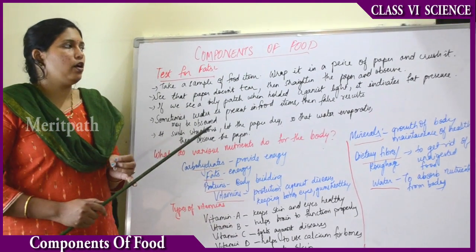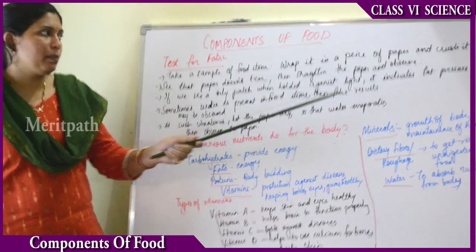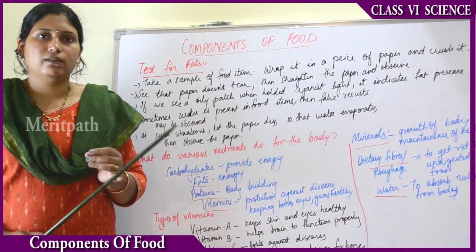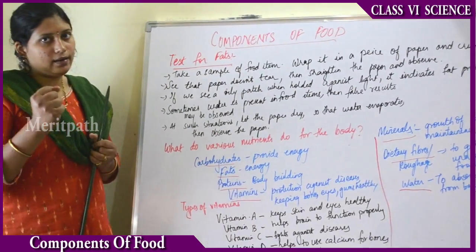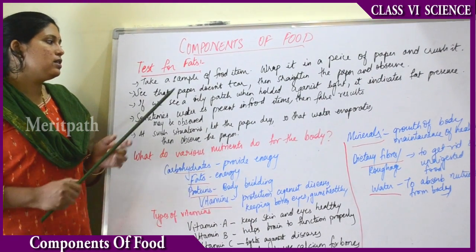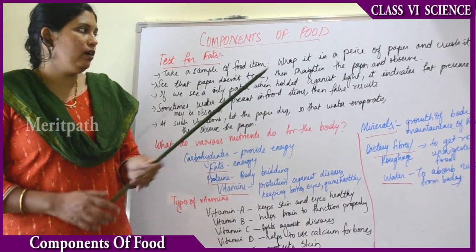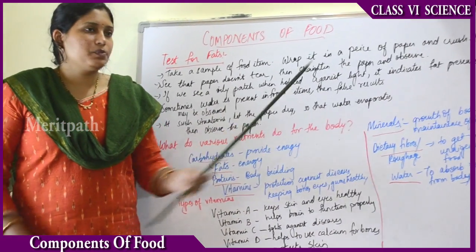Take a cooked item or a raw item and wrap it in a piece of paper. Don't use newspaper, but you can use a paper towel or a tissue paper and crush it. Crush it means press it. See that the paper doesn't tear. Don't tear the paper, and don't do it too roughly. Then straighten the paper and observe.